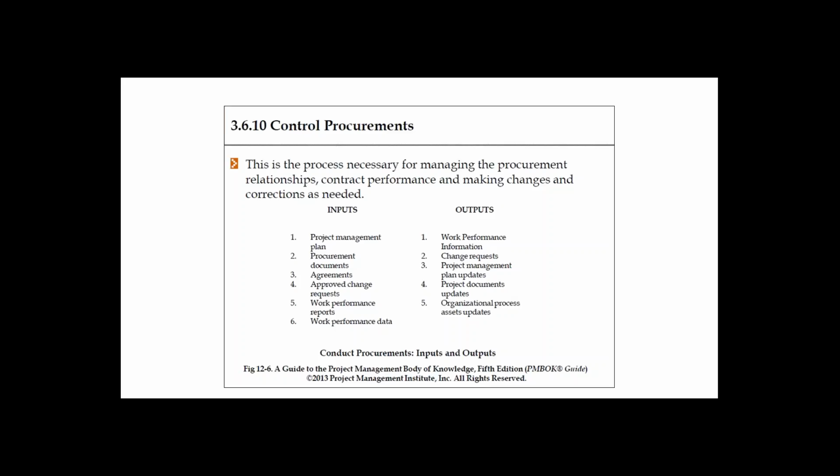So basically, in the control procurements, what you're trying to do is, when your vendor or the third party who is providing the services to your organization, you need to ensure whether things are happening as per the contract, and you need to maintain the relationships and make changes and corrections if necessary.